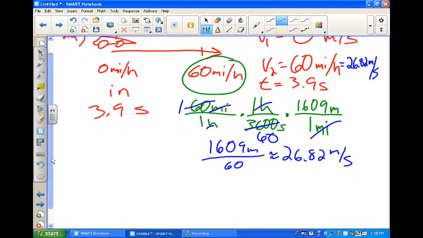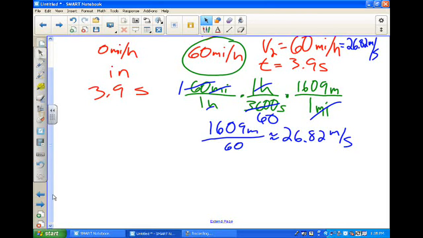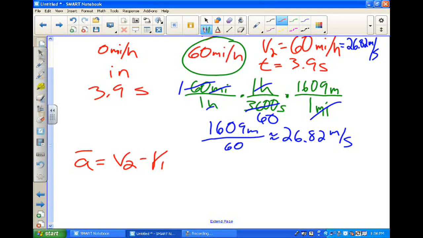Well, the book asks us to find the magnitude of the average acceleration of the car in meters per second squared. So I've got to determine what formula I'm going to use. I have two velocities and a time, and I'm asked to find the average acceleration. If we look on page 57, we see that the average acceleration is equal to v sub 2 minus v sub 1 all over t sub 2 minus t sub 1.